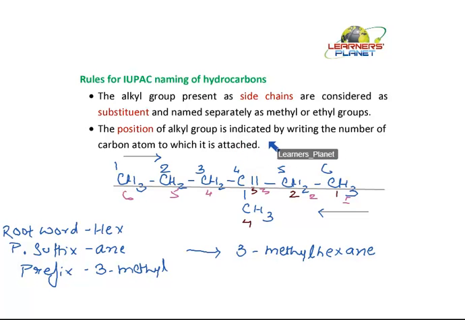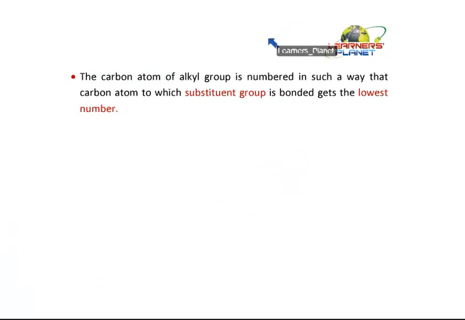The position of the alkyl group is indicated by writing the number of the carbon atom to which it is attached, and the carbon to which the substituent is attached should get the least number. We'll take a few more examples, I think then it would be clear to you. The carbon atoms of the chain are numbered in such a way that the carbon atom to which the substituent group is bonded gets the lowest number. I'll take another example here so that this thing is fixed in your minds and it is very, very clear to you.